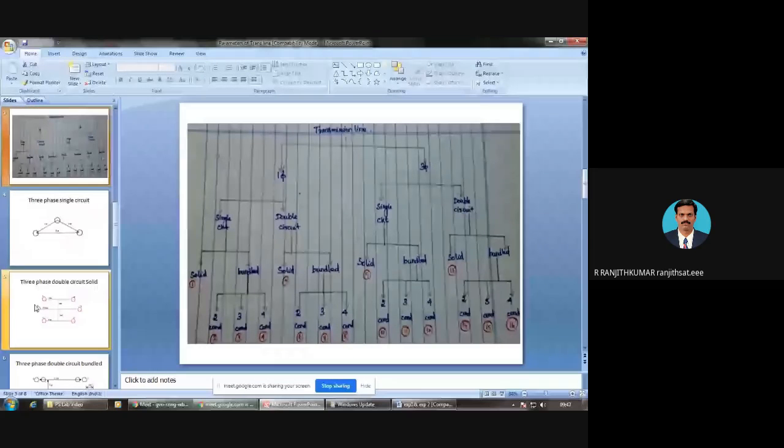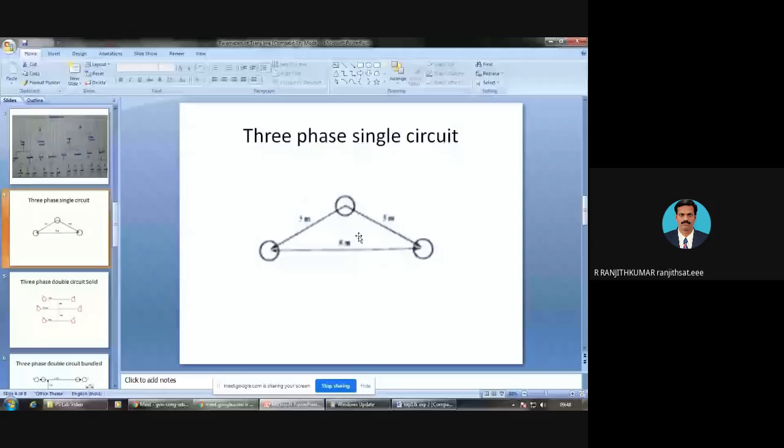Okay. So the values figure, just to show you how a three phase single circuit will be. Three phase single circuit, you will have three conductors. This is a solid case.